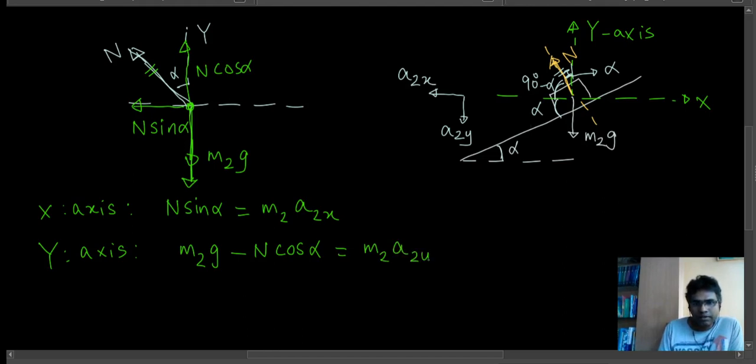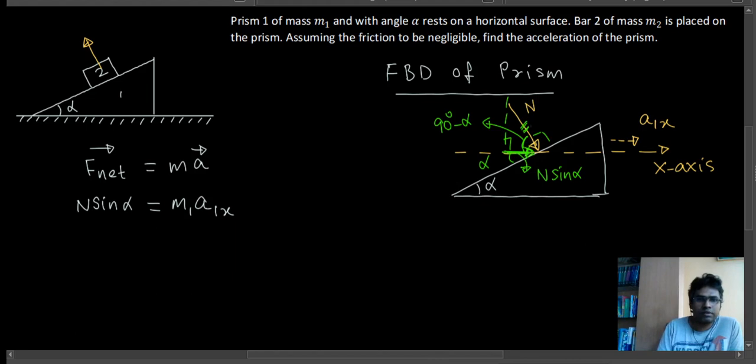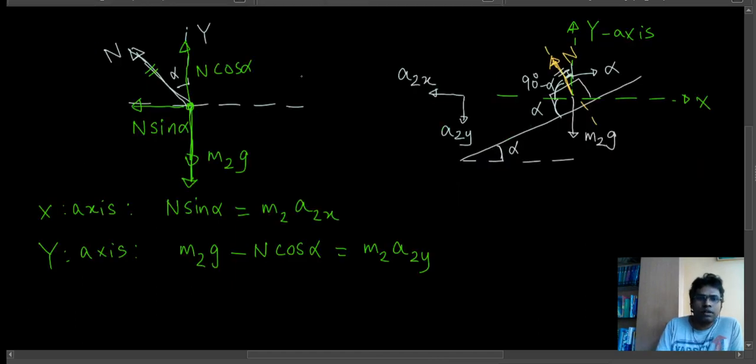Okay, so if you look at the equations that we have, we have n sine alpha is equal to m1 into a1x. So there are two unknowns here. In the process of solving for a1x, we have two more equations, but the trouble is we have two more unknowns, a2x and a2y. So in order to completely solve this problem, we need one more equation, mathematically speaking. So how do we get that equation?